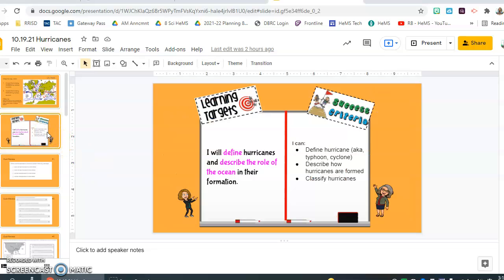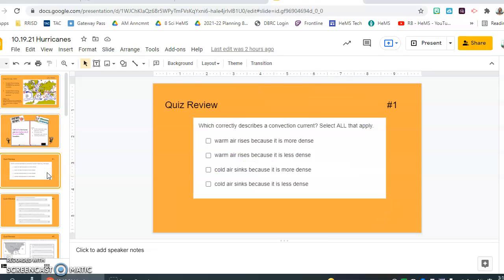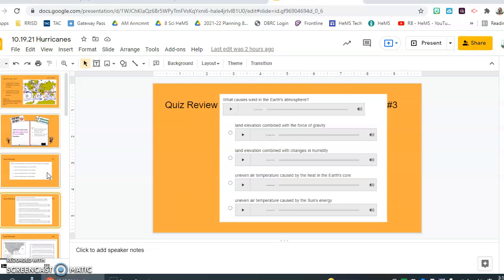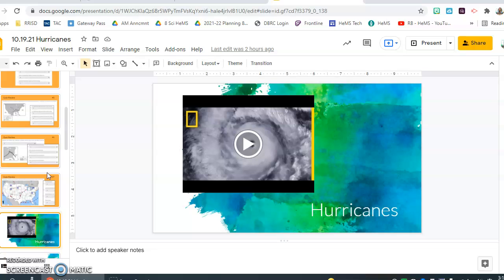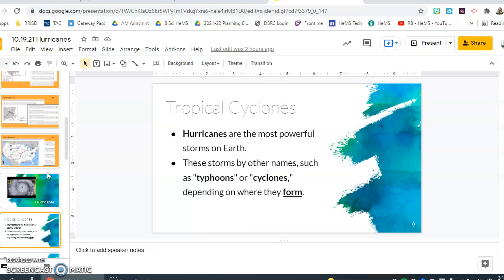Today our target was we will define hurricanes and describe their role in the formation from the ocean. I can define hurricanes or typhoons or cyclones, describe how they are formed, and classify them. The next couple of slides are simply some review questions from yesterday's quiz. Kind of reviewed how these went. And then here's hurricanes. You can click on the link in the slide presentation to see the hurricane video by National Geographic. But we talked about that, and follow along in your digital notebook.